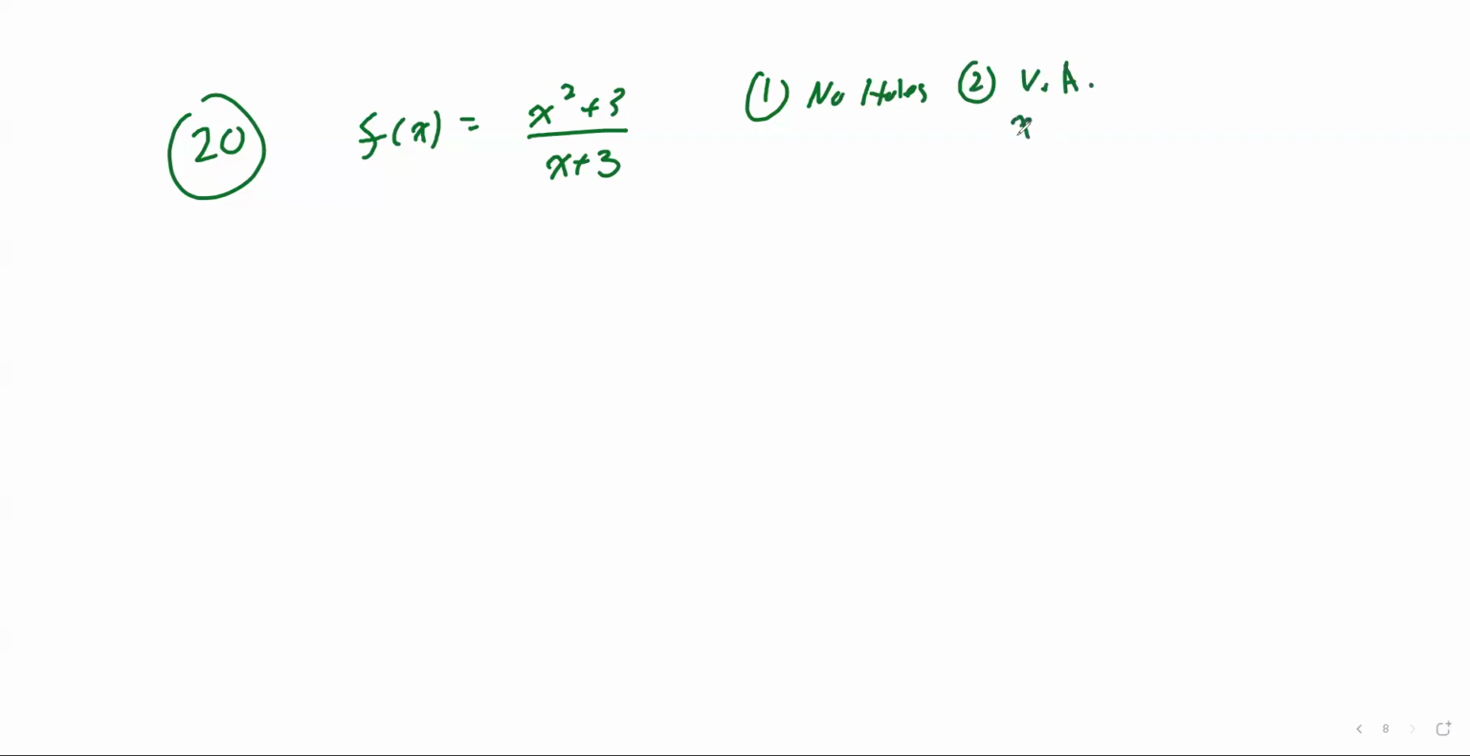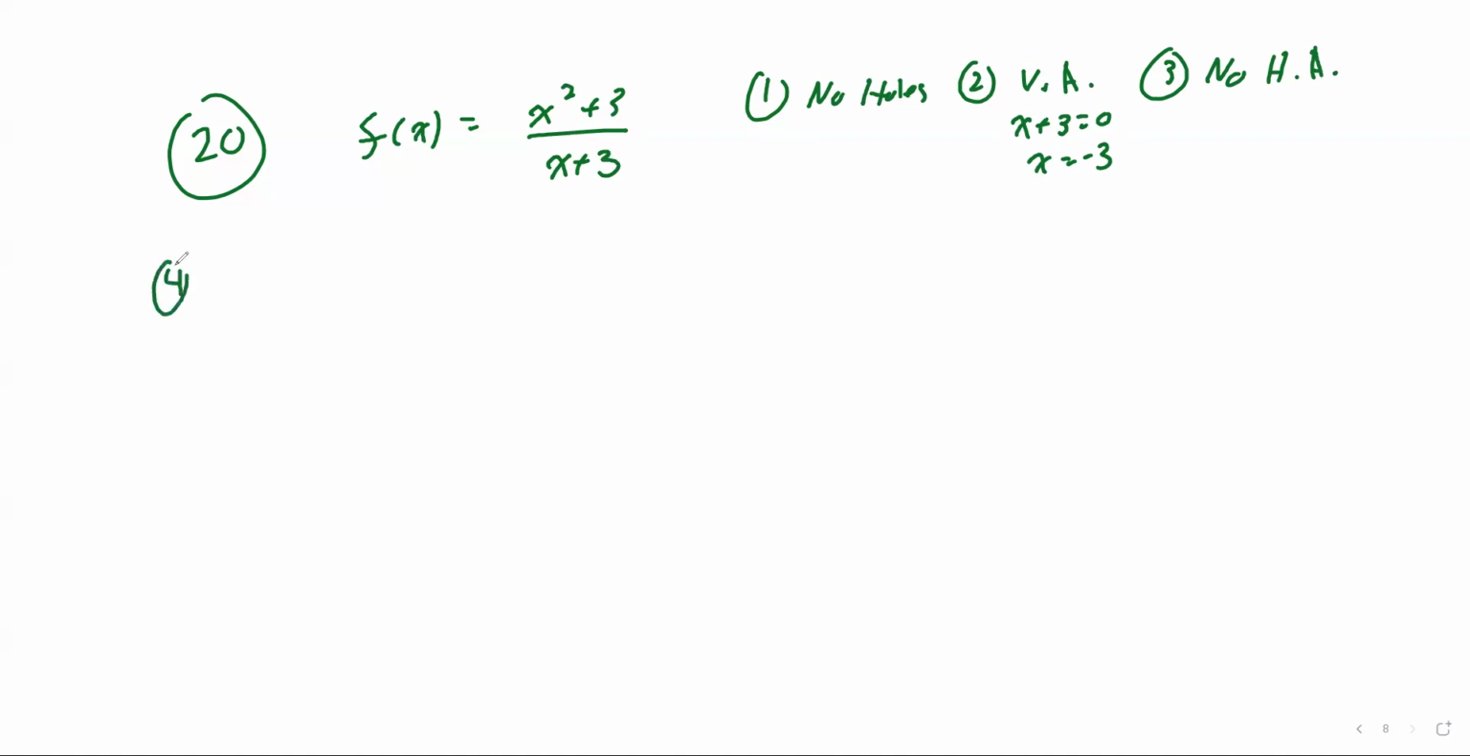Let's look at number 20. F of x equals x squared plus 3 over x plus 3. In this example here, I cannot factor anything. I cannot cancel anything, so therefore there are no holes. Vertical asymptote would just be x plus 3 equals 0, so that's x equals negative 3. There are no horizontal asymptotes because the denominator is less than the numerator.